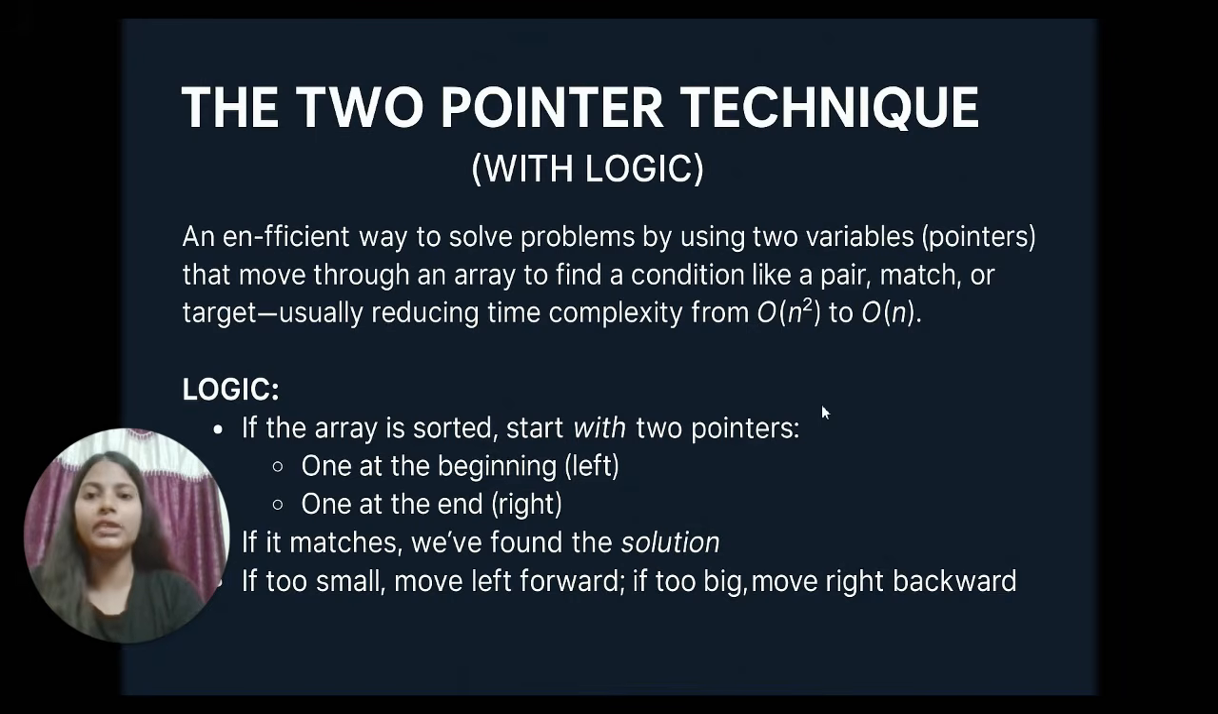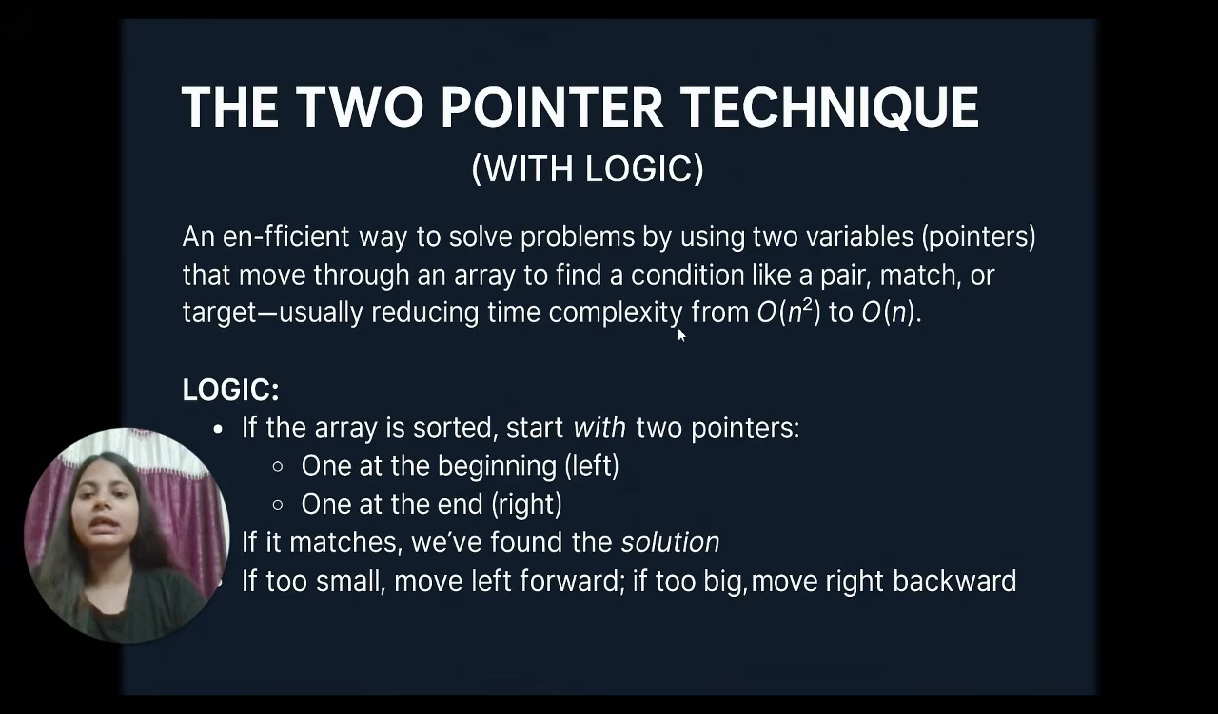But before we move to the code, let's understand what the two-pointer technique is. It is an efficient way to solve problems by using two variables or pointers that move through an array to find a condition like a pair, match or target. It is used to reduce the time complexity. The complexity becomes O(n).